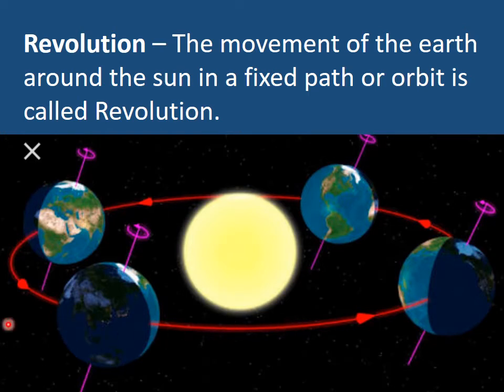For completing one revolution, that means one time around the sun, the earth takes 365 and a quarter days. We will see more detail in another slide. Are you all clear with this? Very good.